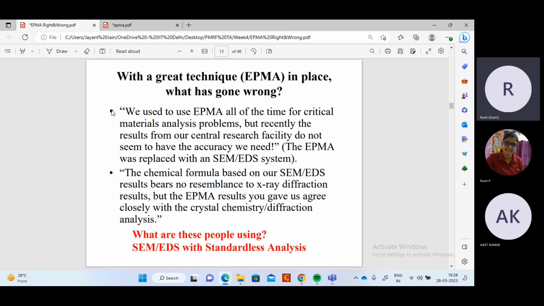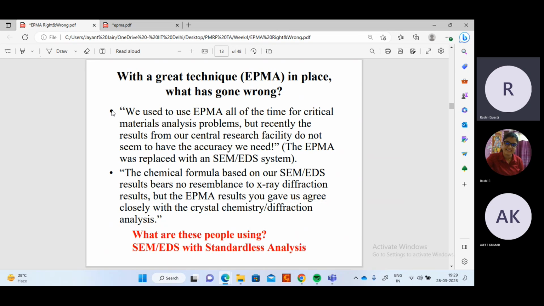And as I was telling, sometimes people will ask why EPMA is giving different results compared to EDAX. What some people have observed is that EDAX in SEM will not be comparing to standards, and in EPMA it will be comparing to standards. So you cannot compare the results of EPMA or WDS to EDAX.